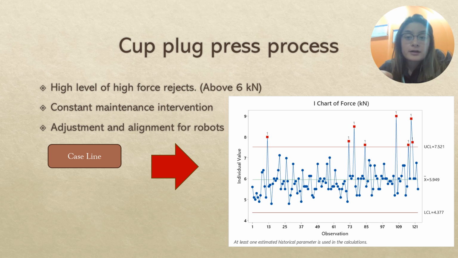When we have those points in red, we are making downtime because there is a constant maintenance intervention to review the station. Also, there may need to be an alignment for the robots. This is causing more loss in our productivity.